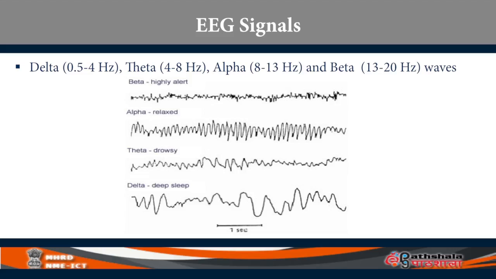Going from bottom to top, the next higher level is called the theta wave. Theta waves range from 4 to 8 hertz. I will talk about the differences later on. So you have delta and then theta, and the next higher level is called alpha, which is between 8 and 13 hertz, and then you have beta, which is 13 to 20 hertz.